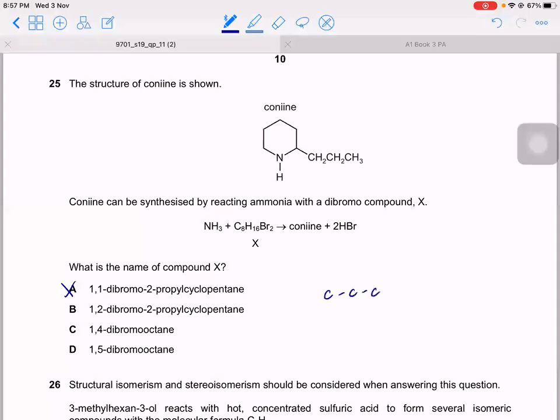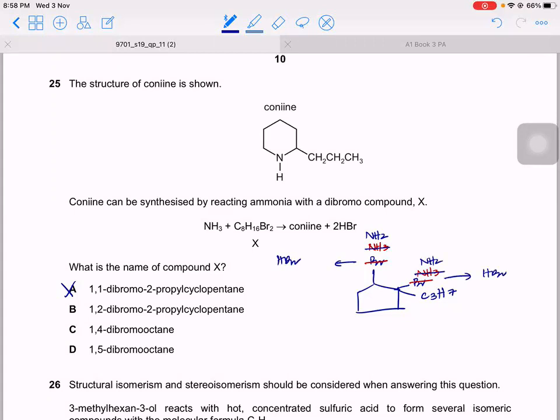Then you have 1,2-dibromo. Let's see. 1,2-dibromo, 2-propyl. So on carbon 2, you have a propyl. It's a cyclopentane. On carbon 1 and 2, you have a bromo. And then on carbon 2, you also have a C3H7. Now, again, this would become NH3. This would become NH3. In order to make HBr, this would become NH2, and this would be removed as HBr. This would become NH2, and this would be lost as HBr.